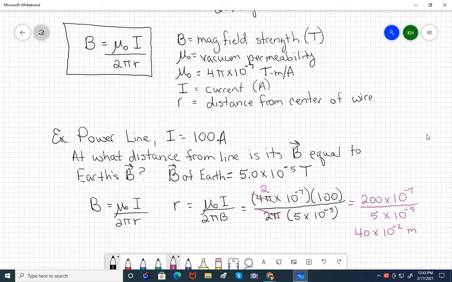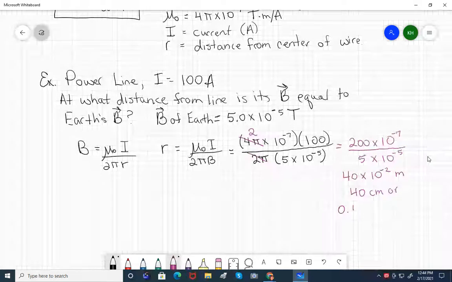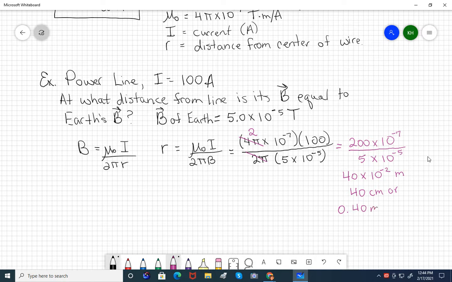So our answer to 2 significant digits is 40 times 10 to the negative 2, so 40 centimeters or 0.40 meters, that gives us our 2 sig figs. So about 40 centimeters from this power line, the magnetic field due to the power line is very close to the magnetic field due to the Earth.